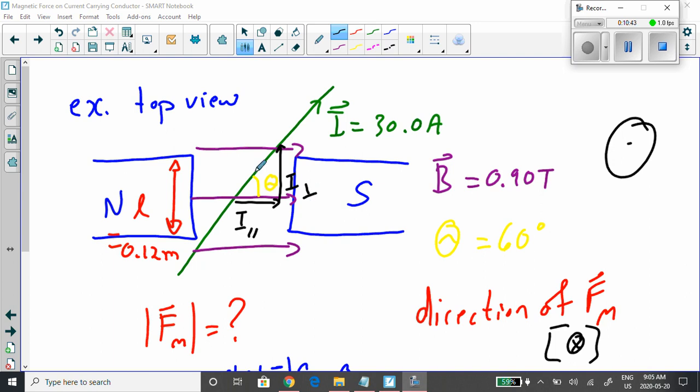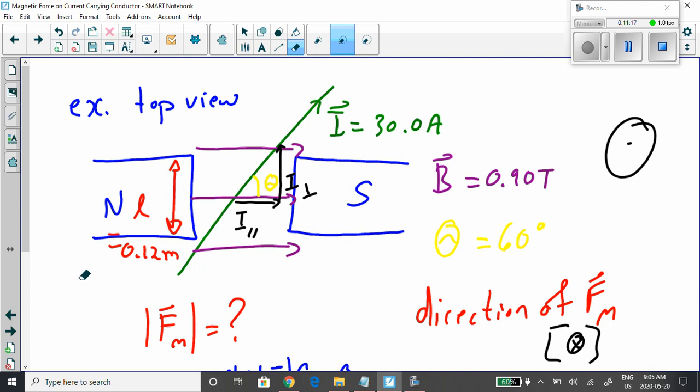And let's say the magnetic field here, which goes from left to right, I've drawn in purple. Let's say that magnetic field is 0.90 Tesla, going from left to right. And there's an angle between the current and the magnetic field, shown as theta in here, and theta is 60 degrees. So what would be the direction of the magnetic force?